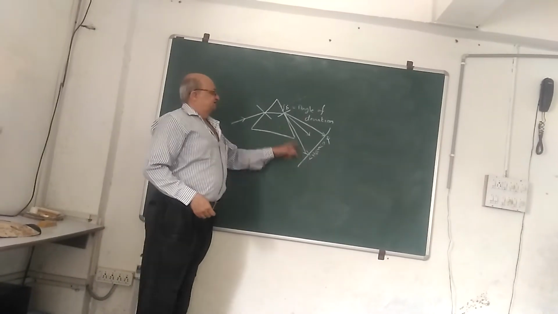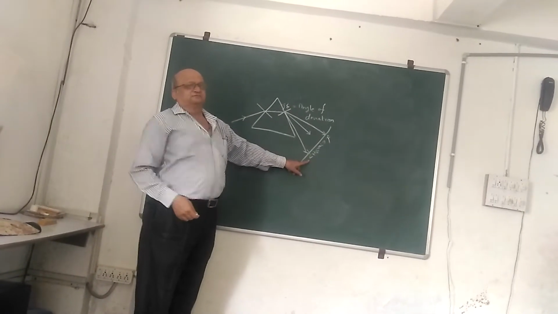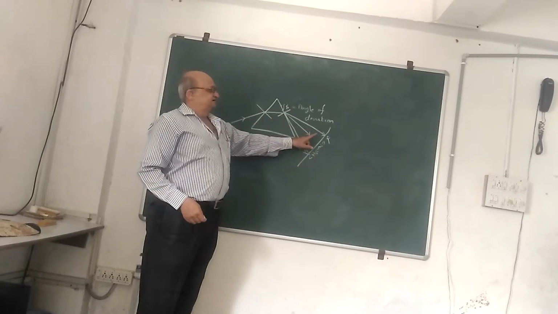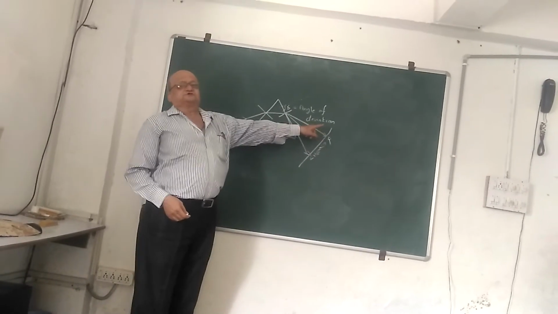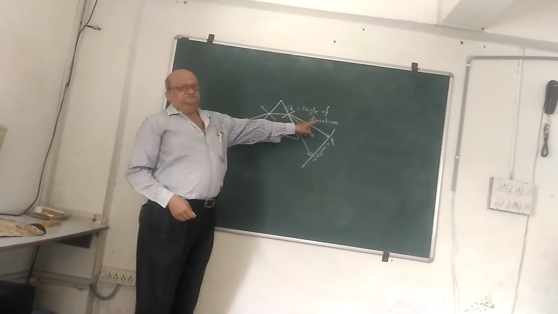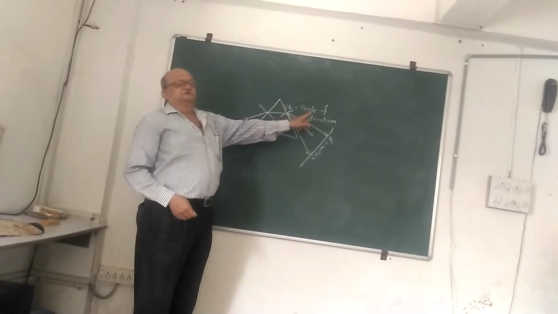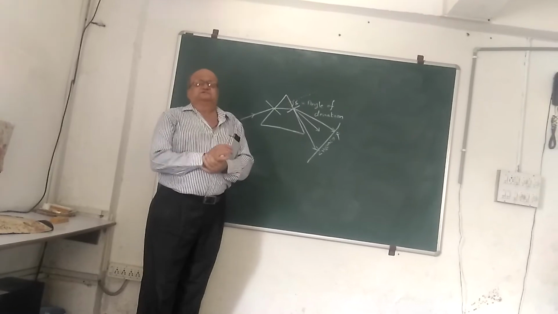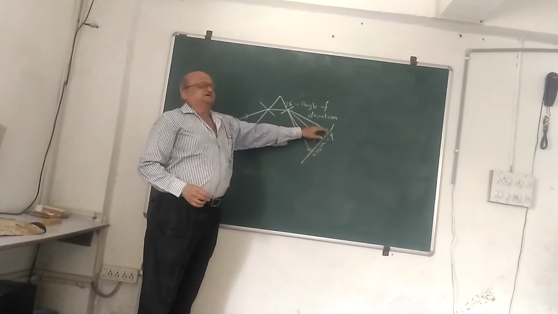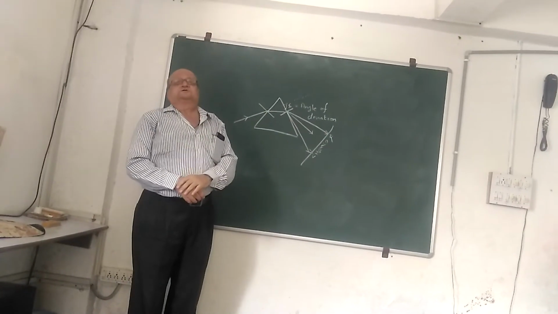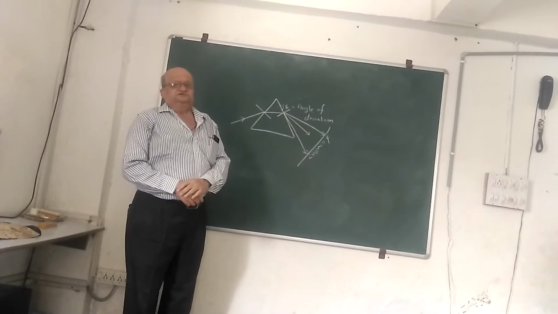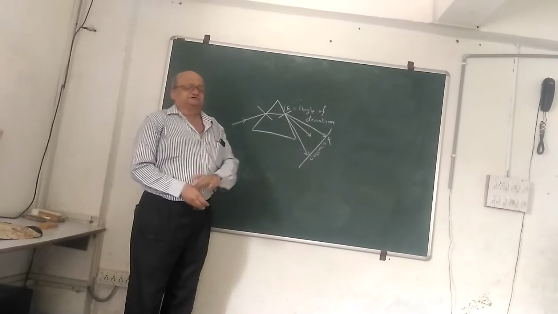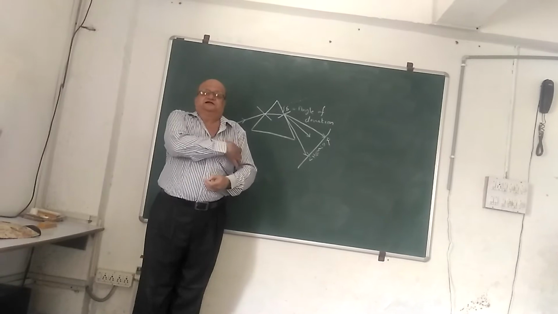Because violet color deviates the most, it is always at the bottom, and because red color deviates the least, it is always on the top. Even in a primary rainbow, if you very deeply observe, you will find that the red color is always on the top. Rainbow, however, is a different phenomenon to which we will be coming later.